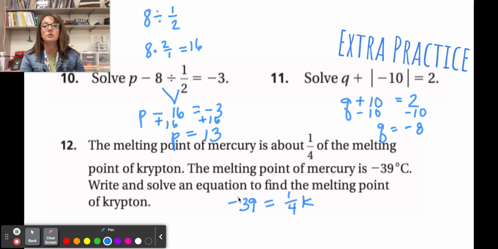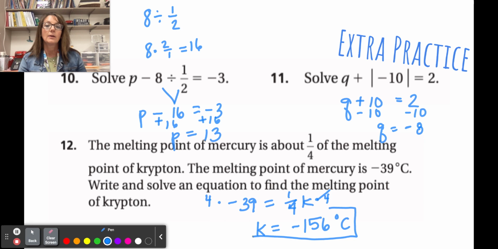Okay, so this is my equation to write and solve my equation. 1/4 of Krypton would be equal to the melting point of Mercury, and that is negative 39. So I'm multiplying both sides by the reciprocal of 1/4, which is 4 over 1, right? That's going to cancel these 4s. So take this times 4. 4 times a negative 39, you can do it in your calculator. You'll get that K, or the melting point of Krypton, is going to be a negative 156 degrees Celsius. All right.